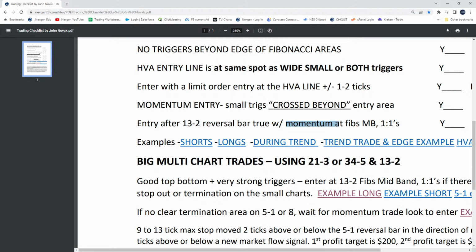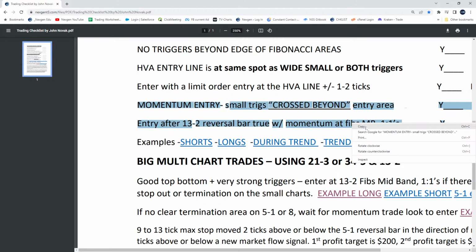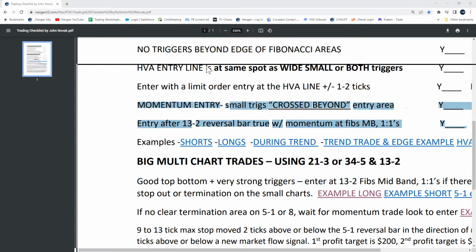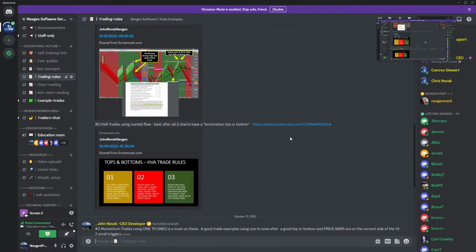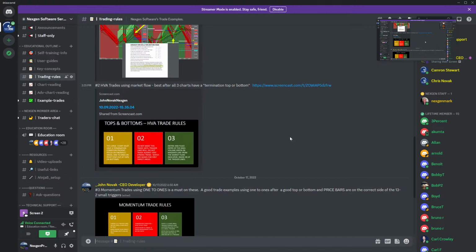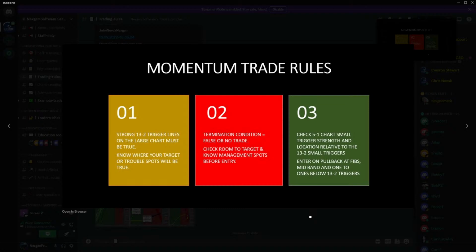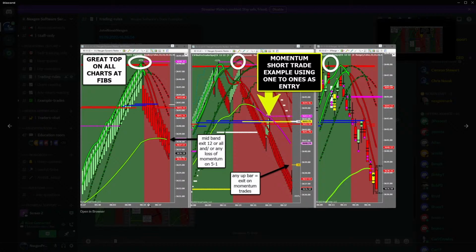And again, look, let me copy paste this right here for you guys, maybe let me do a visual here. Bear with me. I'm going to go to trading rules. Okay. So look, momentum trade rules. Small chart trigger strength and location relative to the 13.2 small triggers and the other areas. I guess this is my trade that I have on here. But here's another example just from the rules.